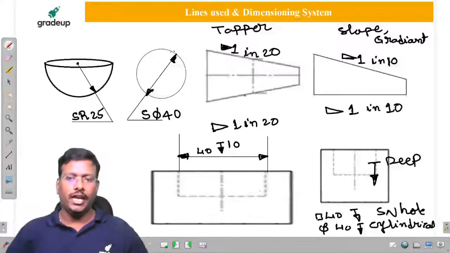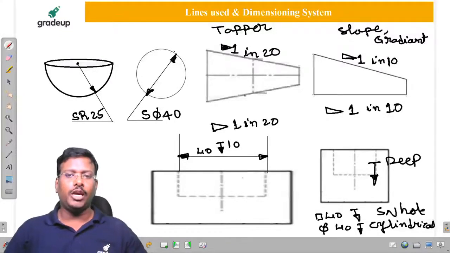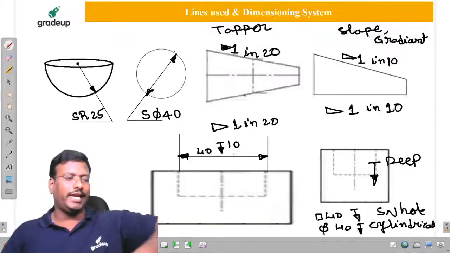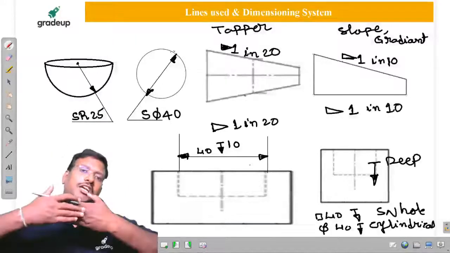Depth is going to be 10. So from here to here it is going to be 10. Instead of showing it here, we can show it as a depth. We can make a drill like this. Sir, how much breadth? 40 is there. Depth is also.